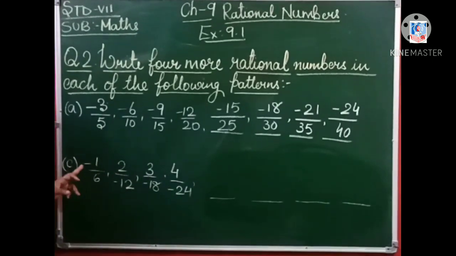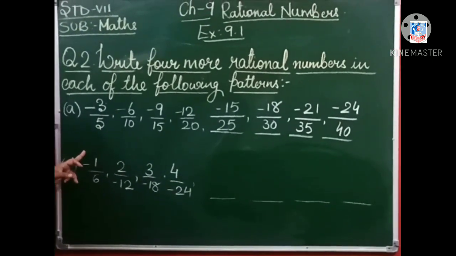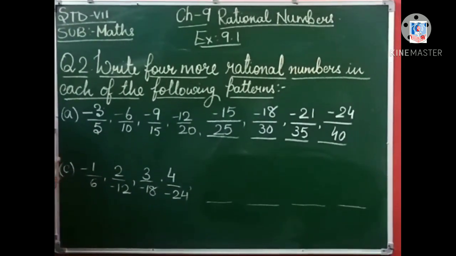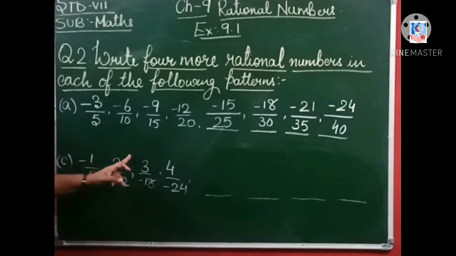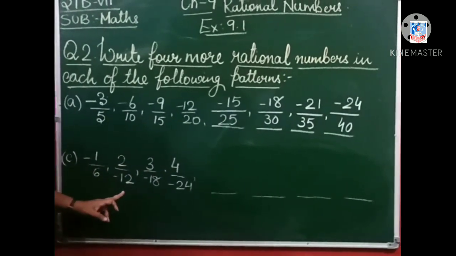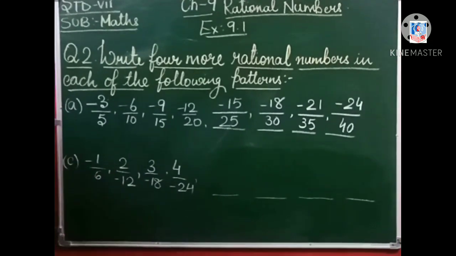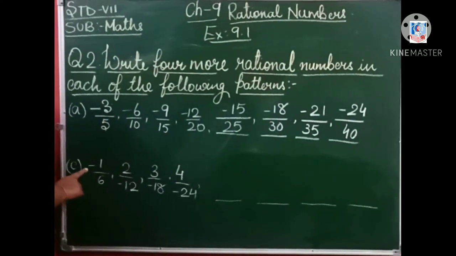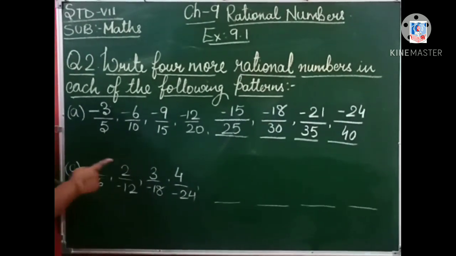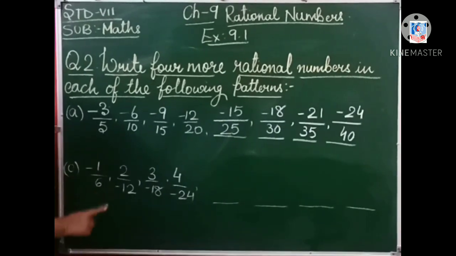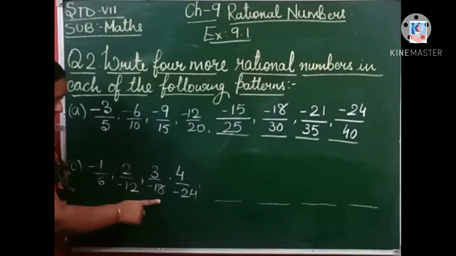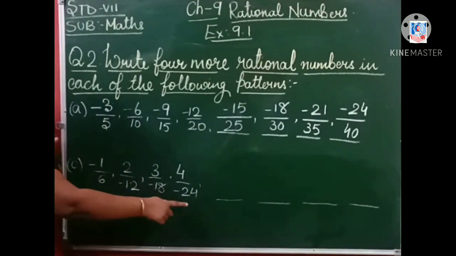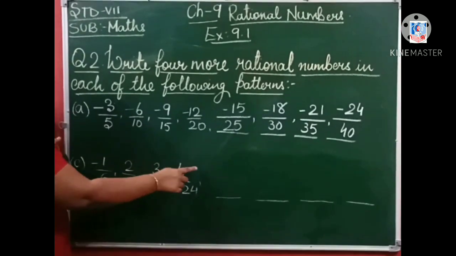Now see here. Here the numerator is in minus, denominator is positive. But in the next pattern, what have they done? They removed the minus from the numerator and put the minus in the denominator. That means minus 6 into 2 is minus 12 and 1 into 2 is 2. Minus 6 into 3 minus 18, numerator is 1 into 3, 3. Minus 6 into 4 minus 24, 1 into 4 is 4.